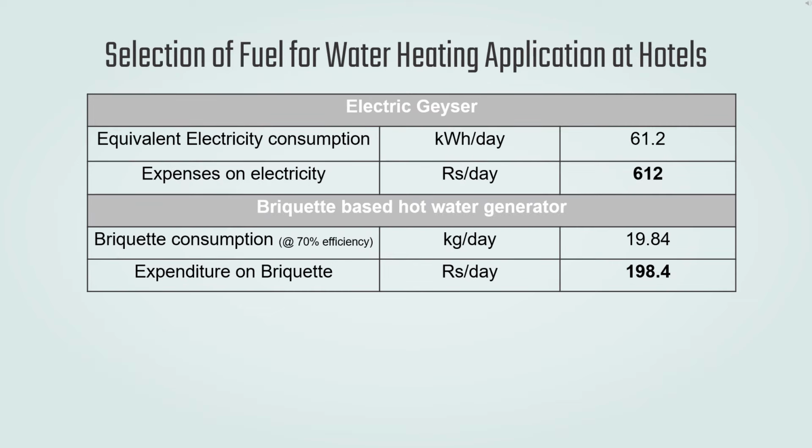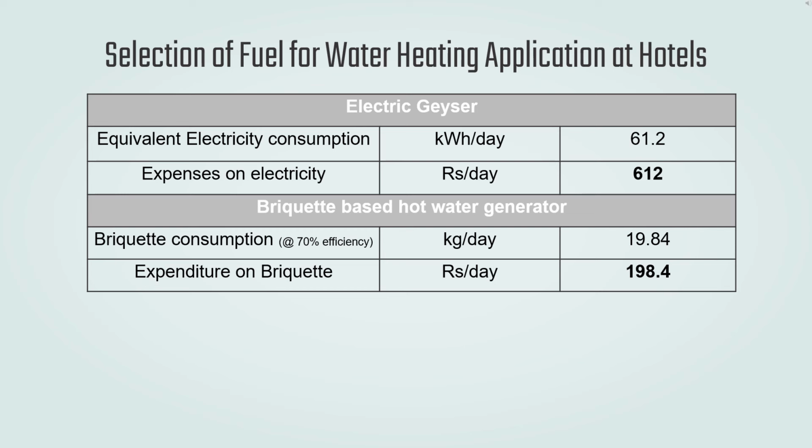In the third case, we are using electric geyser. Equivalent electricity consumption at 95% efficiency is 61.2 kilowatt hours per day. So the total expenses on electricity can be calculated by multiplying the rate of electricity with equivalent electricity consumption, that is 612 rupees per day.